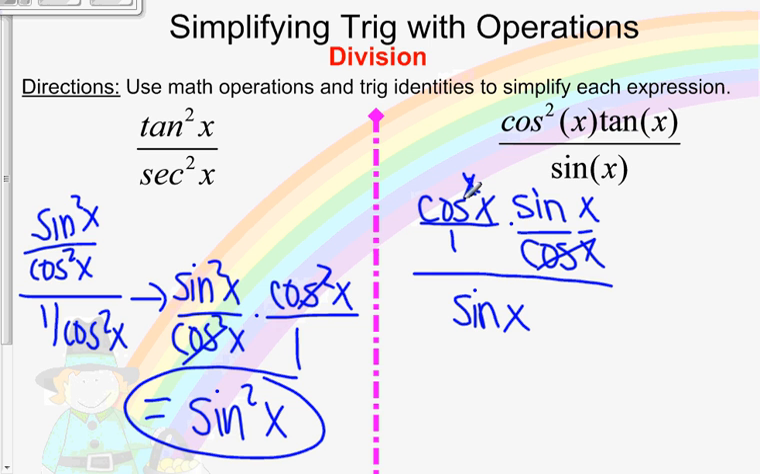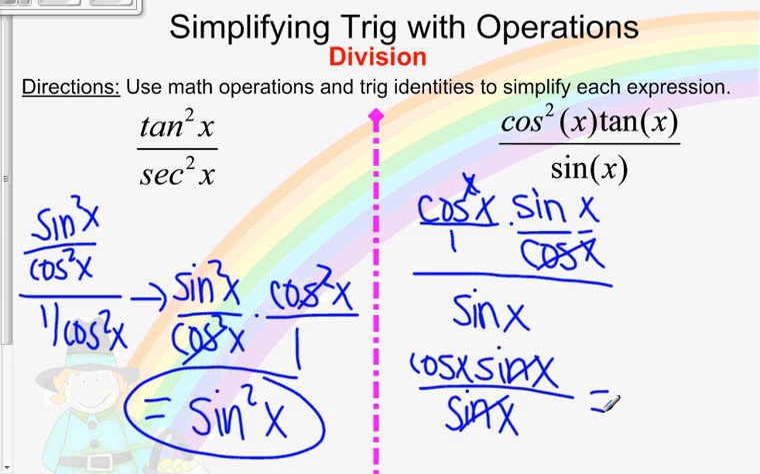So on the top, I have cosine times sine, and I have all of that over sine of x. Right, and I have a sine in the top and a sine in the bottom. So those are going to cancel, and we're going to be left with cosine of x. Okay. Again, if you have any questions about any of this stuff, please feel free to see me in class as well.